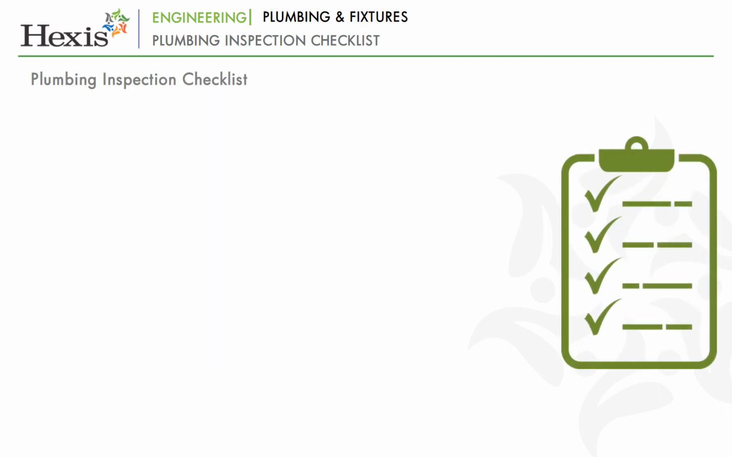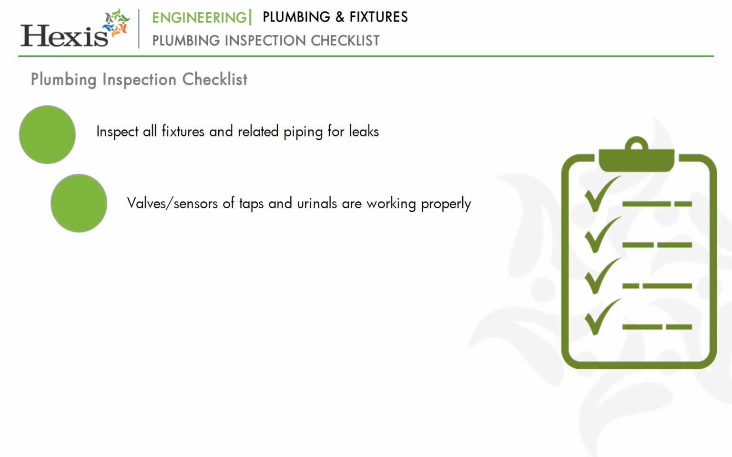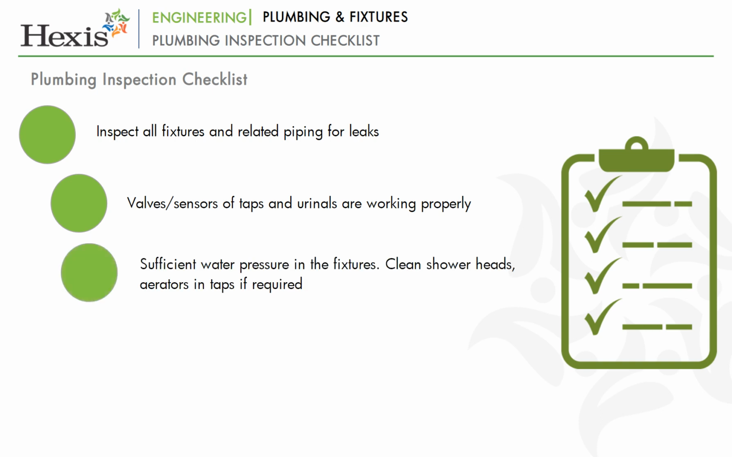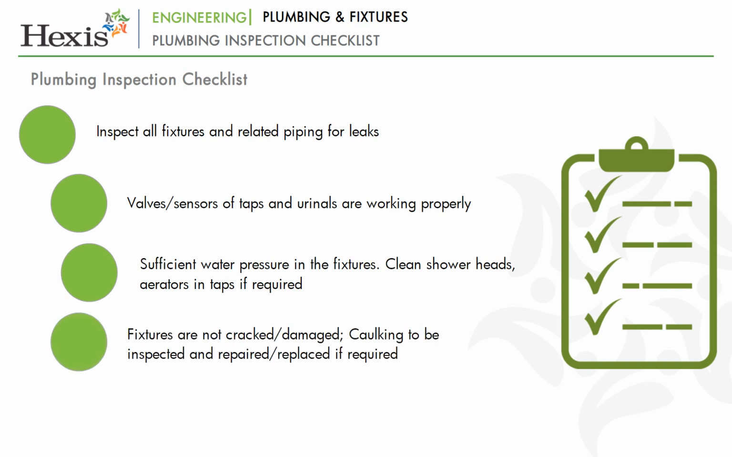Let's now see the plumbing inspection checklist. It is important to conduct an inspection to ensure that the plumbing equipment functions properly. Let's now look at the inspection checklist. Inspect all fixtures and related piping for leaks. Valves or sensors of taps and urinals are working properly. Sufficient water pressure in the fixtures. Clean shower heads, aerators in taps if required. Fixtures are not cracked or damaged. Caulking to be inspected and repaired or replaced if required.